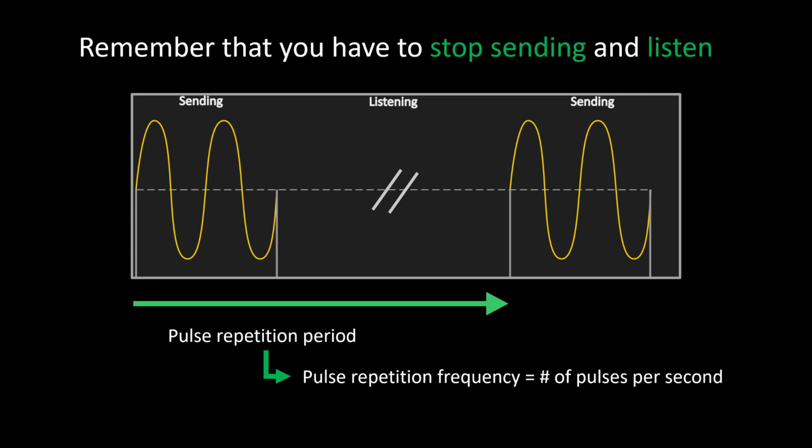So what influences listening duration? The depth of the tissue you are trying to image. The deeper the tissue, the longer you have to listen for the signal to return. As such, a shallow image has a much higher pulse repetition frequency. This will be even more relevant when discussing Doppler and aliasing.